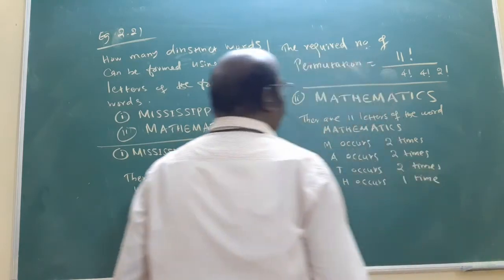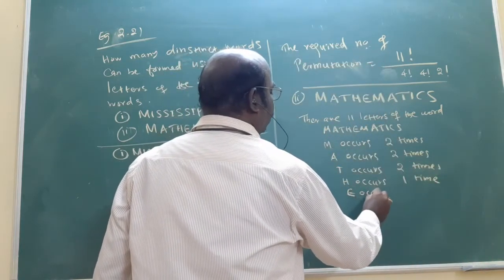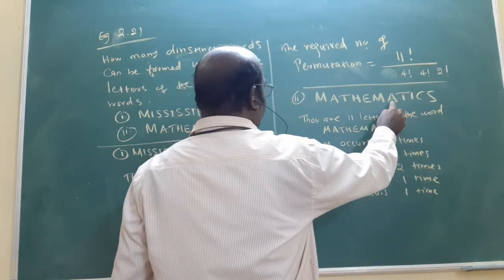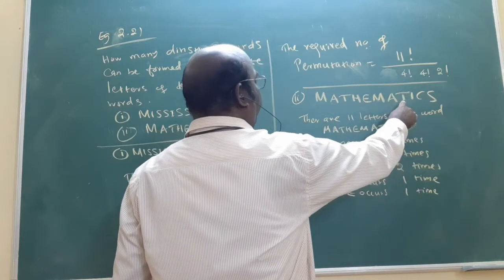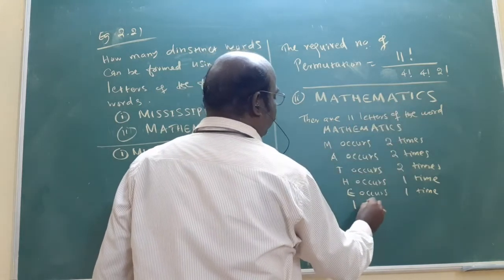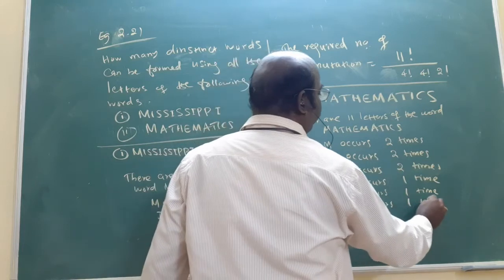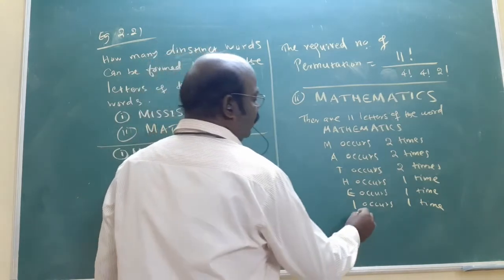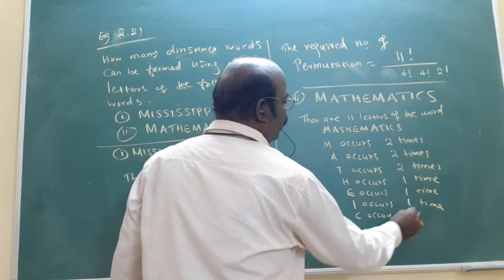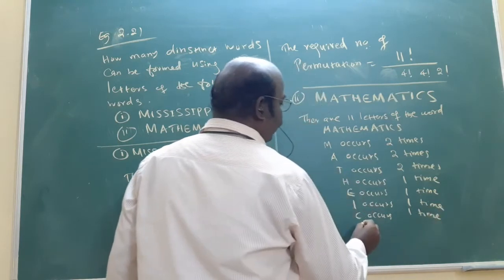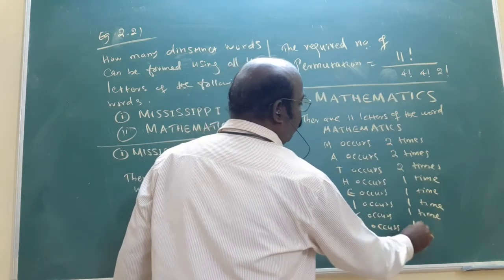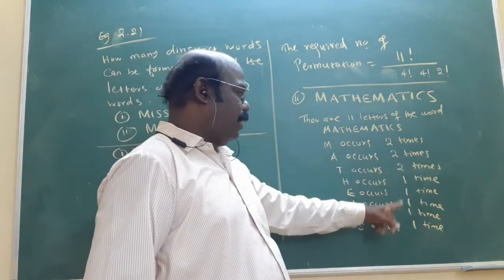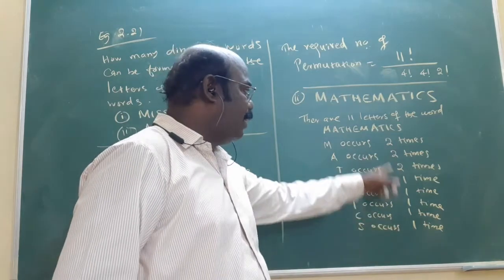Next, E occurs 1 time. M already told you, A already mentioned, T already mentioned, I occurs 1 time. Then C and S also occur. C occurs 1 time. S occurs 1 time. Am I right? Total 11 letters. These are 2 times. These are only 1 time. Total 11 letters. That's important.